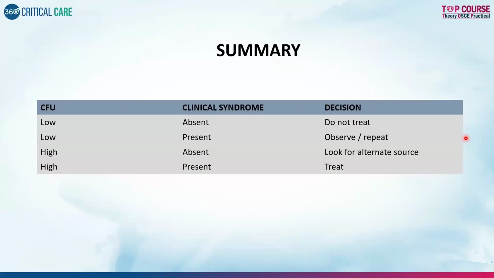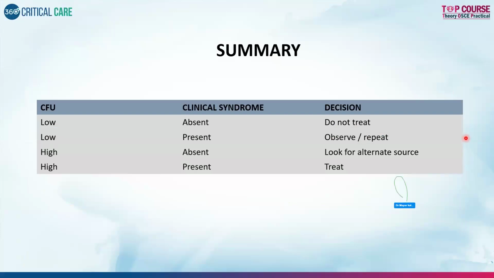So in summary, if there is a low colony forming unit and no clinical syndrome, don't treat. If there is a clinical syndrome with low colony forming unit, probably observe and repeat the culture. If there is high colony forming unit but no clinical syndrome, look for an alternate site. Probably you're looking at the wrong culture report, or there is some other issue. You need to look for an alternate source of sepsis. If there's a high colony forming unit and a clinical syndrome, definitely treat it.